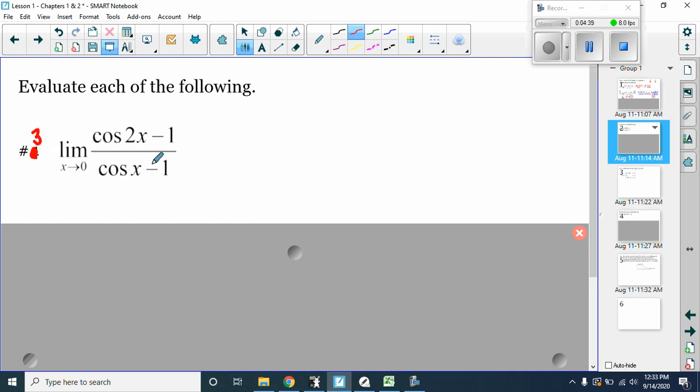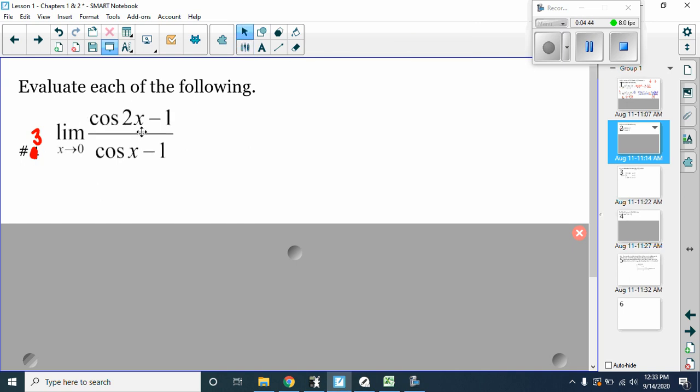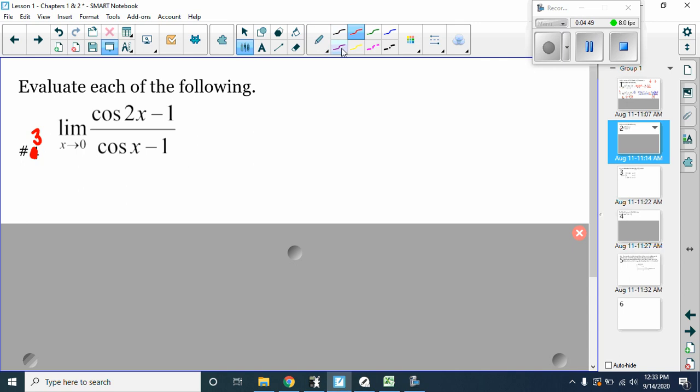Number 3. Find the limit as x approaches 0 of (cosine 2x minus 1) over (cosine x minus 1). Plugging in 0 gives me cosine 0, which is 1, minus 1 is 0, over cosine 0 minus 1, 0 over 0. So we do need to evaluate it some way. I can't factor this. Really, the only way you're going to be able to do this one is with L'Hopital's rule. So we have the limit as x approaches 0.